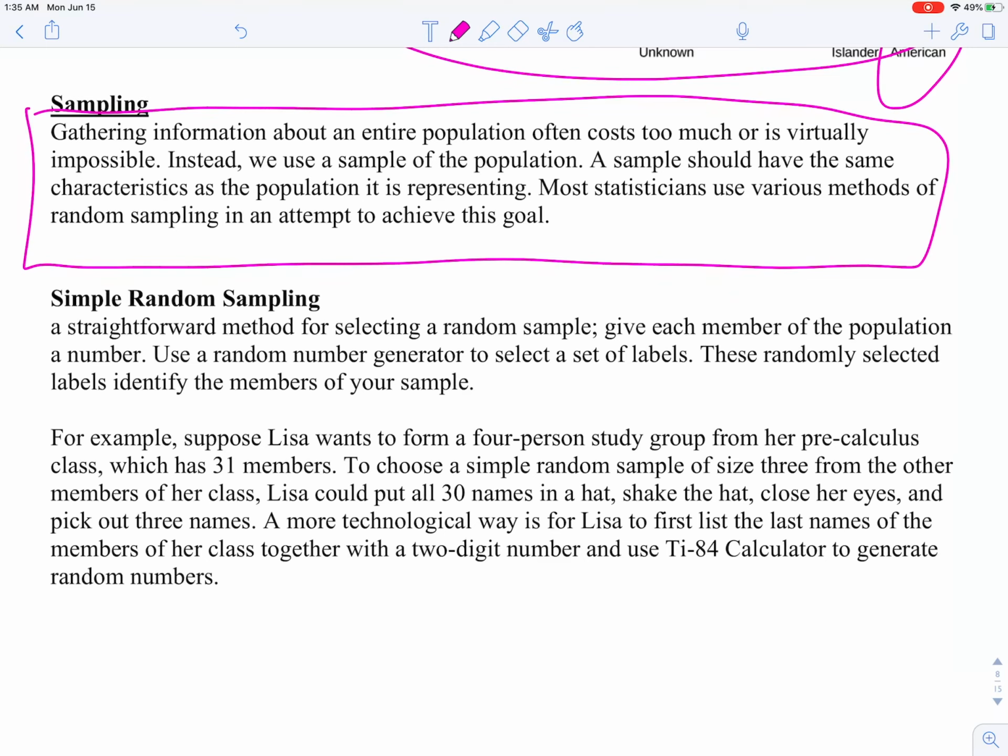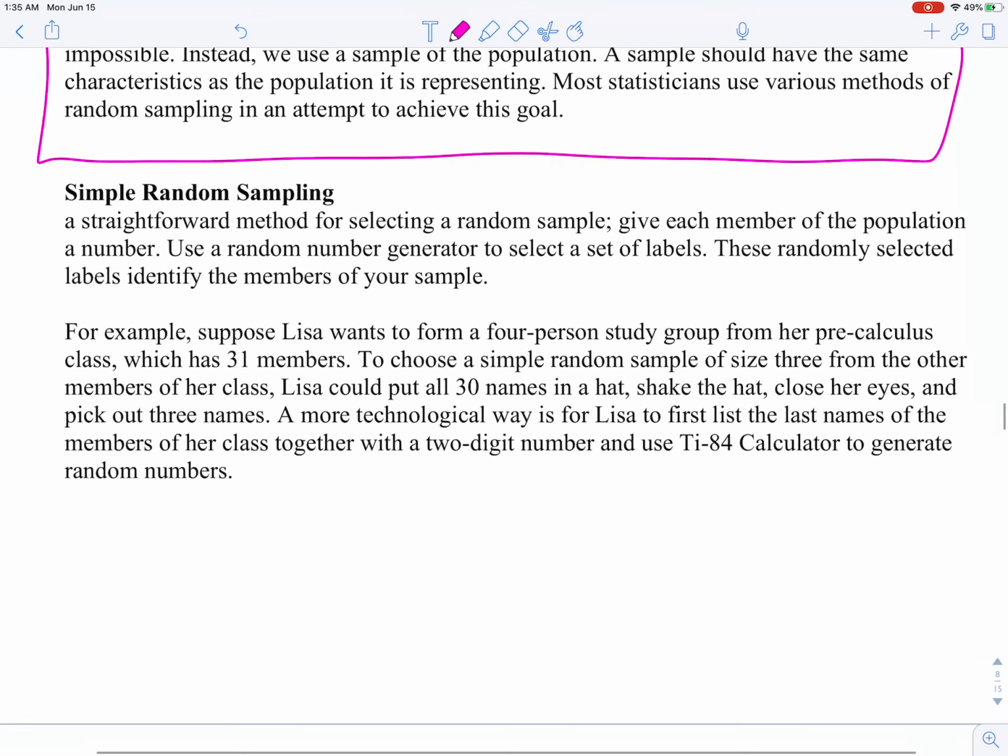take a sample of. All right, so for example here, suppose Lisa wants to form a 4-person study group from her pre-calculus class, which has 31 members. To choose a simple random sample of size 3 from the other members of her class, she could put all 30 names in a hat. Shake the hat, close her eyes, and pick out 3 names. You've seen that before. But a more technological, more fair way is for Lisa to first list the names of the members of her class together with a 2-digit number. So, label every person in the class from number 1 to 31.